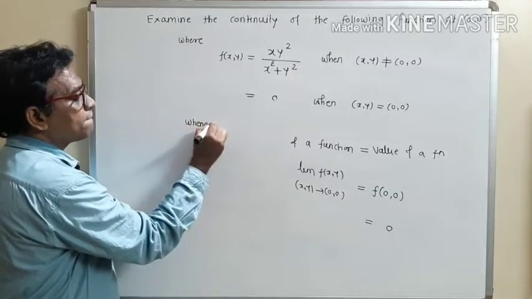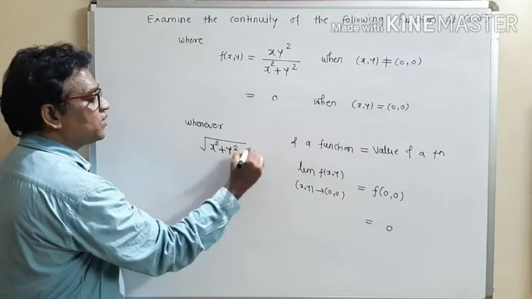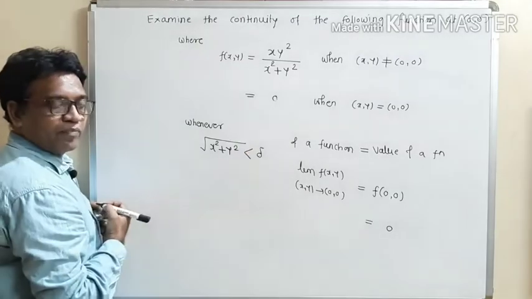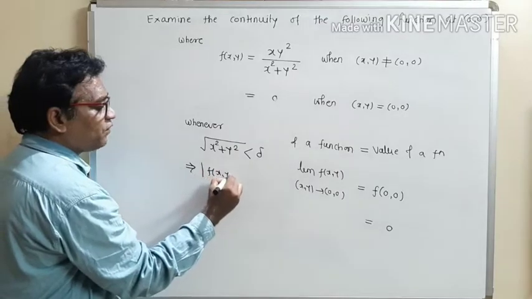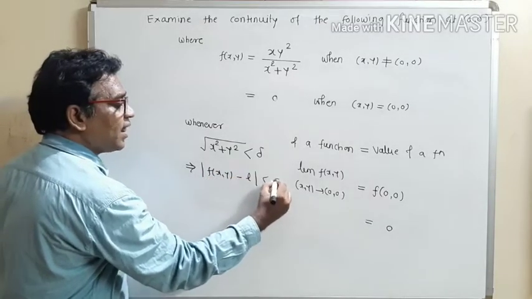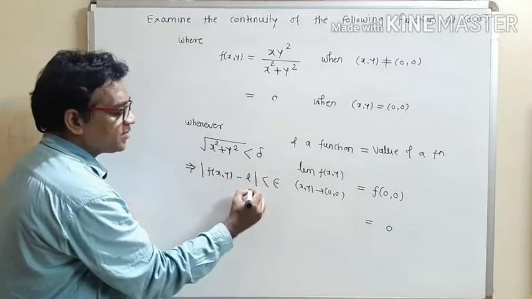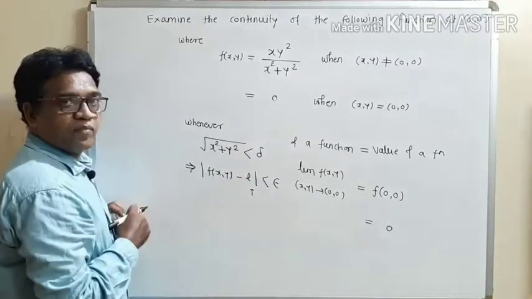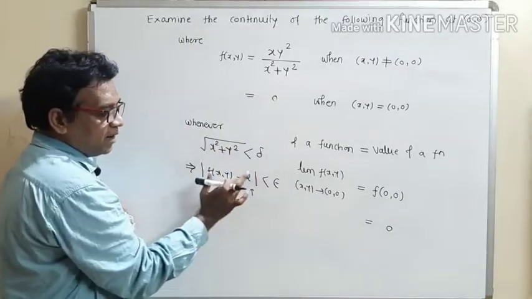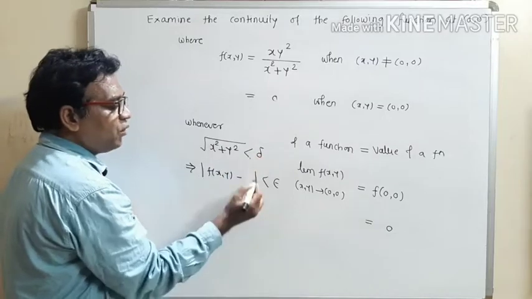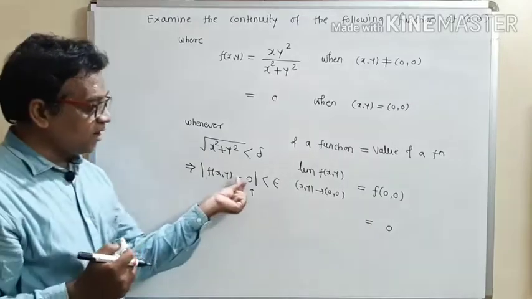Whenever under root x² plus y² is less than delta, implies that mod f(x,y) minus L is less than epsilon, then according to the definition of limit, this L is called the limit. Now suppose you want to show the zero limit, then instead of this L, we have to put the value equal to 0. So this is the definition for showing the limit 0.